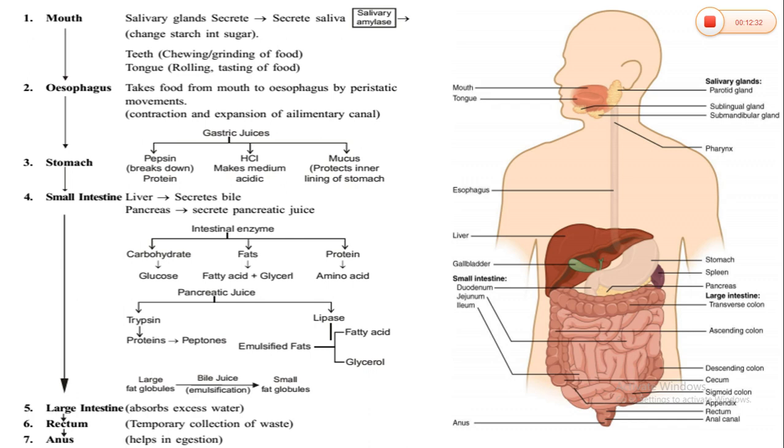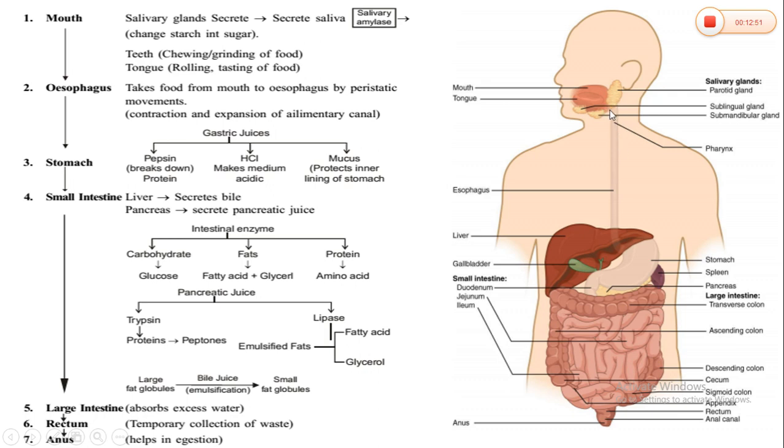The food is sticky with saliva, it is crushed, it is ground into smaller particles. Now it's like a ball of food. And this ball of food has to roll down the food pipe or the esophagus. So how does the food roll down?